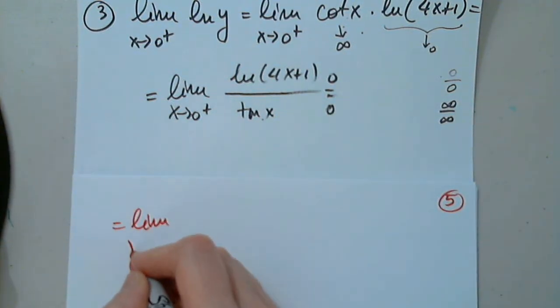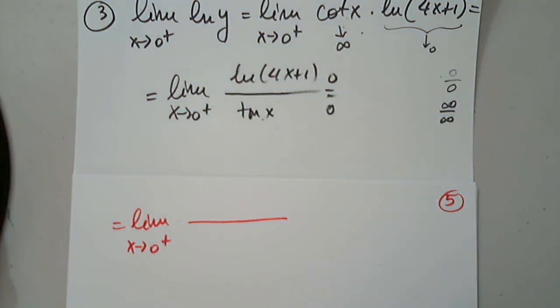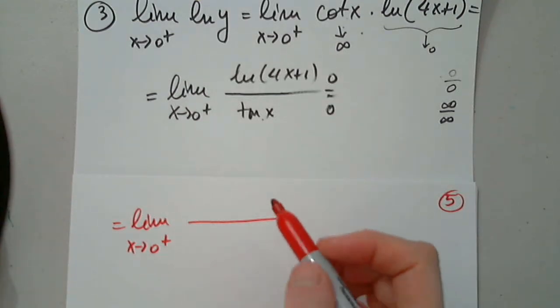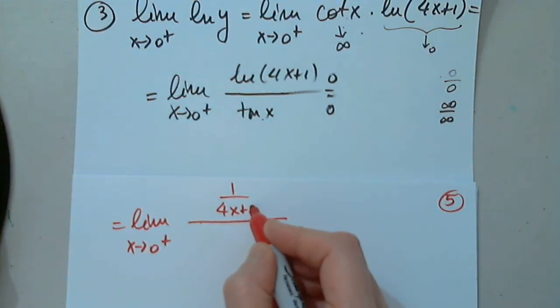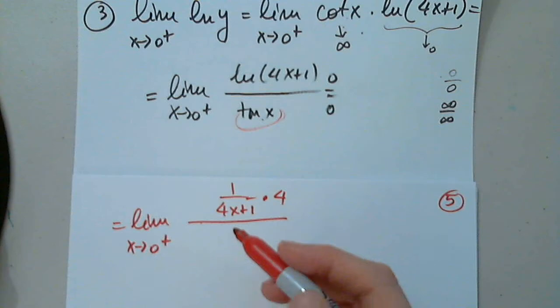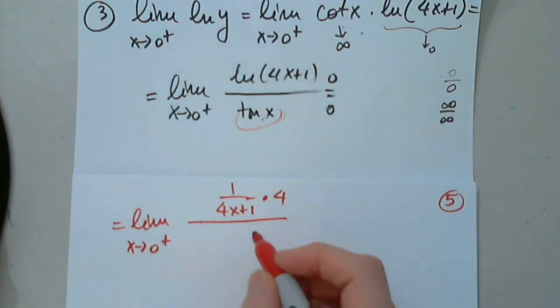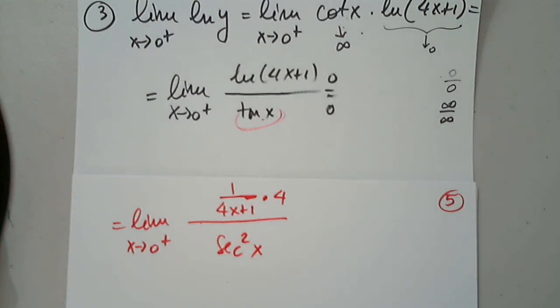So then limit as x approaches 0 from the right. Can anyone give us the derivative of the top and the derivative of the denominator? So 1 over 4x plus 1 times 4. Excellent. Anyone gives us a derivative of tangent? Secant squared x. Excellent. Perfect.